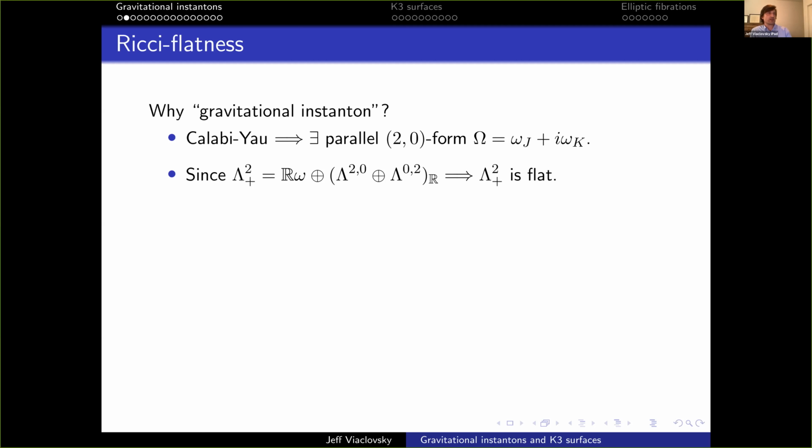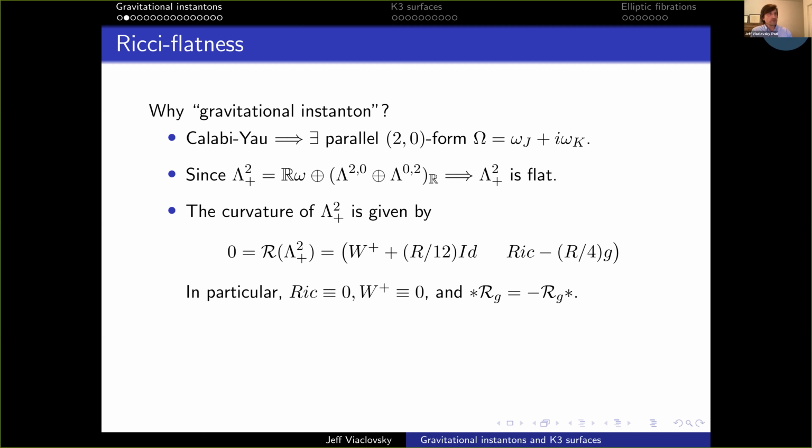So it's lambda 2-0 direct sum lambda 0,2, the real part of that. And well, the Kähler form omega is parallel, and so this capital omega is parallel. So this bundle has a basis of parallel sections. That implies that the bundle is flat. So it's well known that the curvature of this bundle, lambda 2 plus, has to be 0. We just showed it's flat. But it can be written in terms of the Riemannian curvature components.